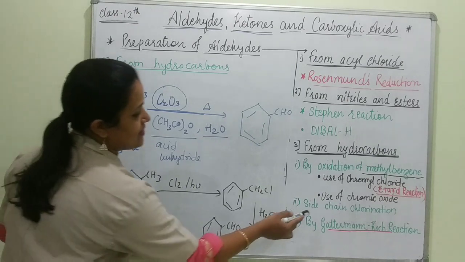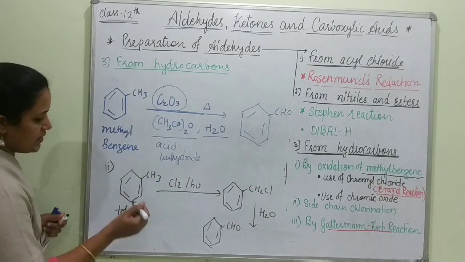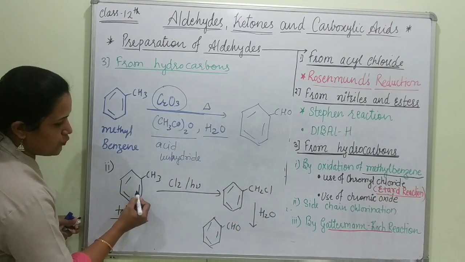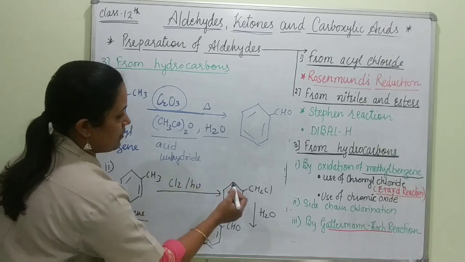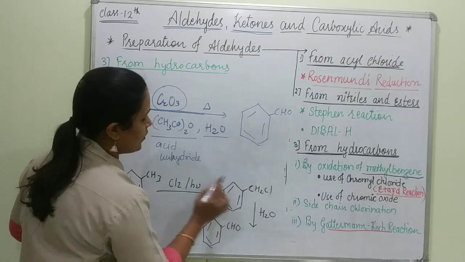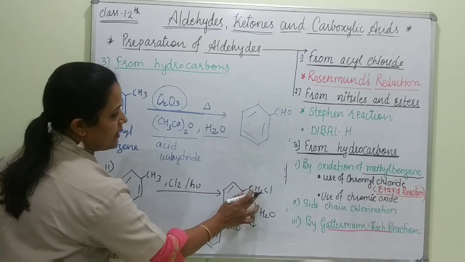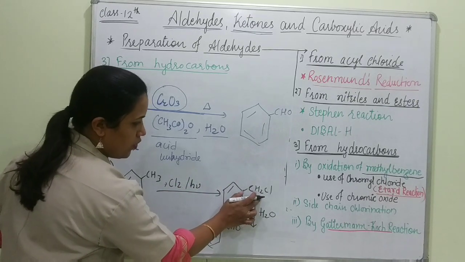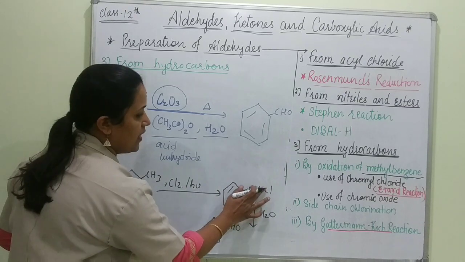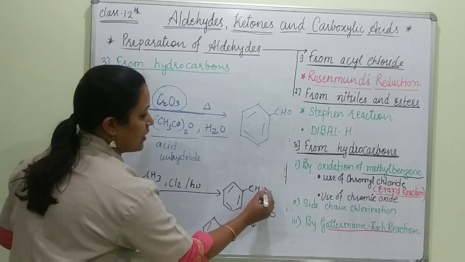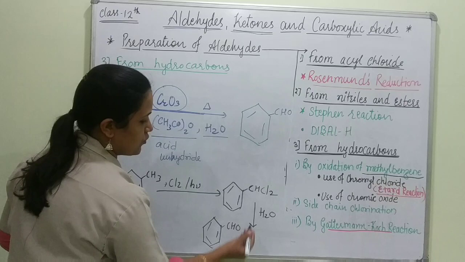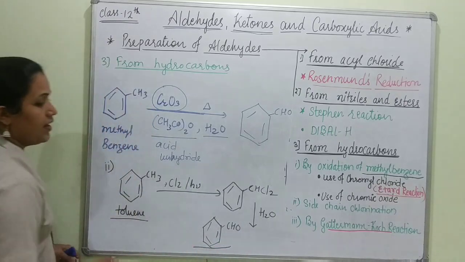So next one is side chain chlorination. Now in this side chain chlorination again we are taking toluene. When toluene reacts with chlorine in the presence of sunlight, one more chlorine will react and it can convert into another product, and we can get this product also. On hydrolysis we get aldehyde.